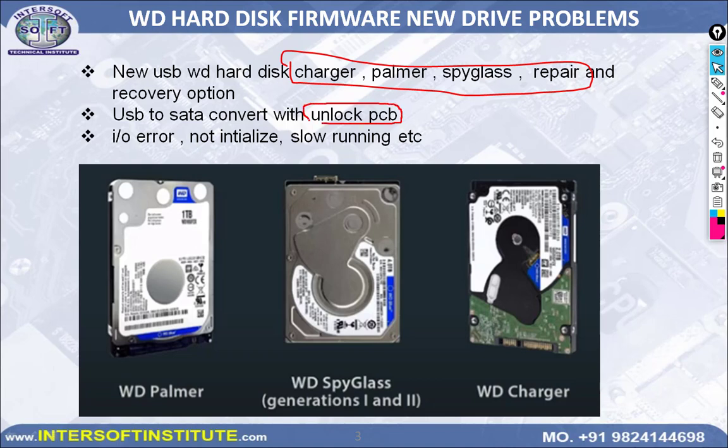WD company has put a lock in the CPU so that no one can access the firmware and repair the hard disk. To access the firmware, we require an unlock PCB and have to convert USB to SATA. Then we can repair the hard disk and recover the data.